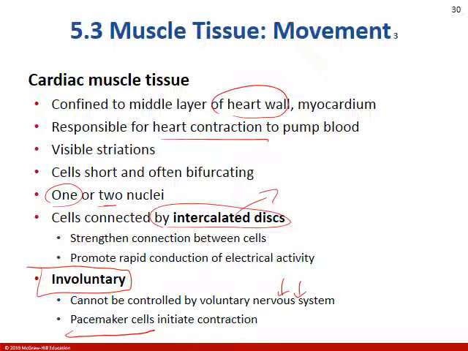And I usually tell people, can you imagine if every second of your day you had to say, contract, okay, contract again, okay, now contract. If you were responsible for the consciousness of your heart contracting, it'd be hard for you to do a lot of other activities. So this is kind of going on behind the scenes. Your brain and the cells within your heart are taking care of making the heart contract on schedule.